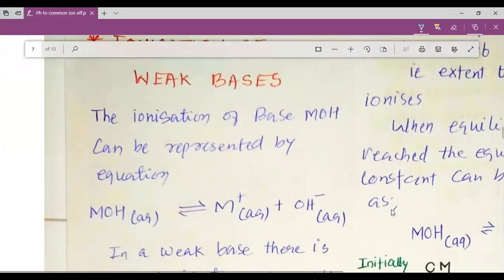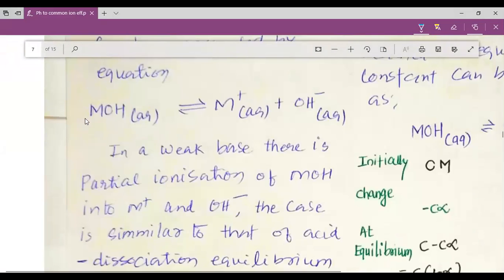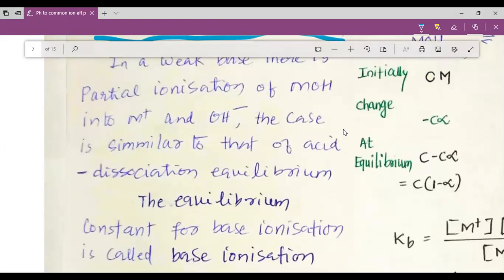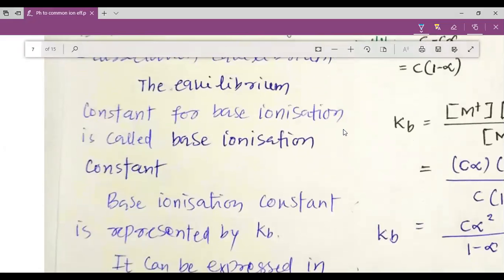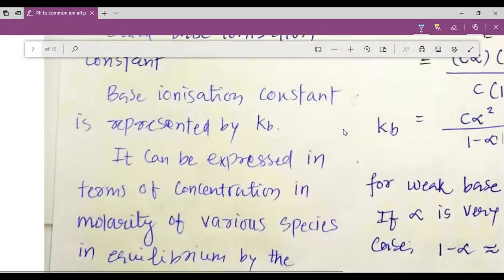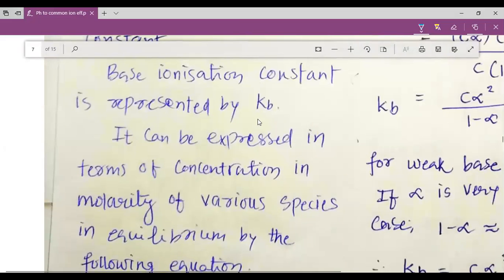Now, my dear students, the time is very less for us, so let us understand the ionization of the weak base. The ionization of base MOH can be represented by the equation MOH gives M plus plus OH minus. In a weak base, there is a partial ionization of MOH into M plus and OH minus. The case is similar to that of acid dissociation equilibrium. The equilibrium constant for base ionization is called the base ionization constant, represented by Kb. As it was Ka for acid, for base we write Kb.